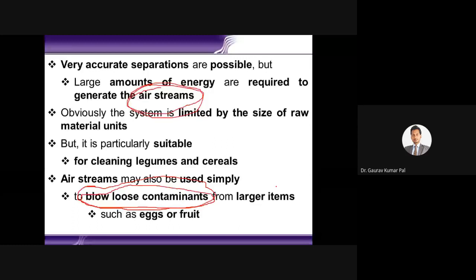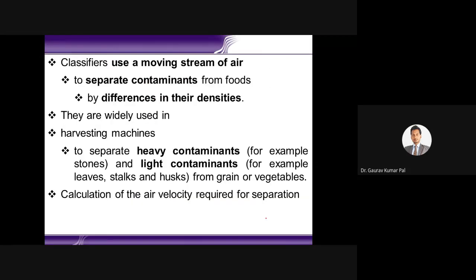If you want to use the air stream itself, you want to use its aerodynamic properties for cleaning your materials, so you have to use low velocity if you want to clean large items like eggs or fruit and remove the contaminants. Whatever loose contaminants are there can be removed with the help of air stream methods.